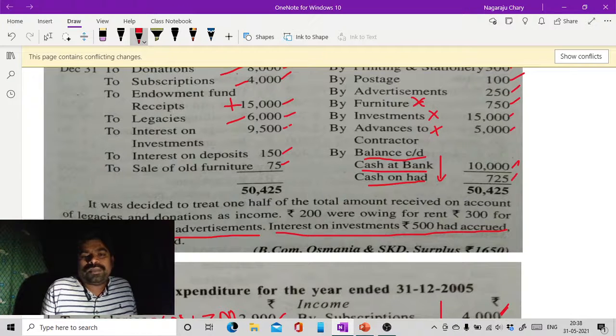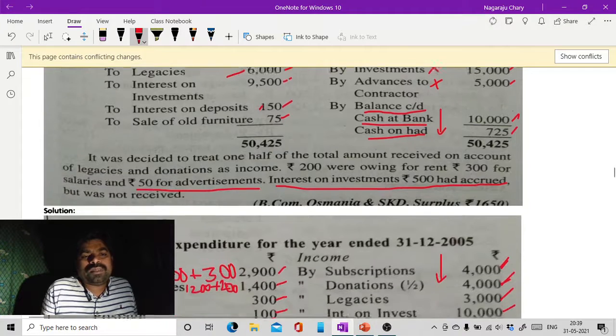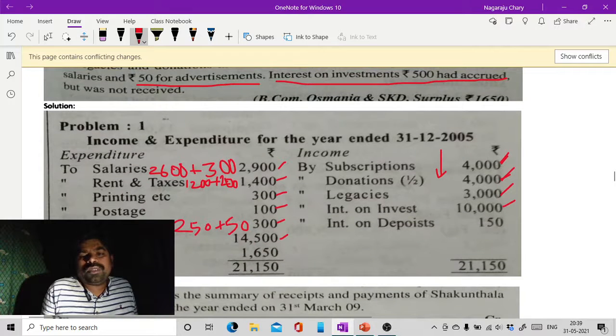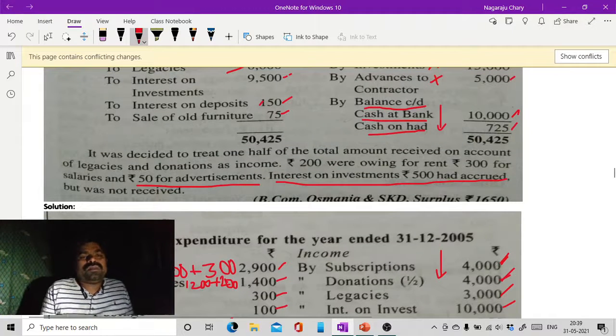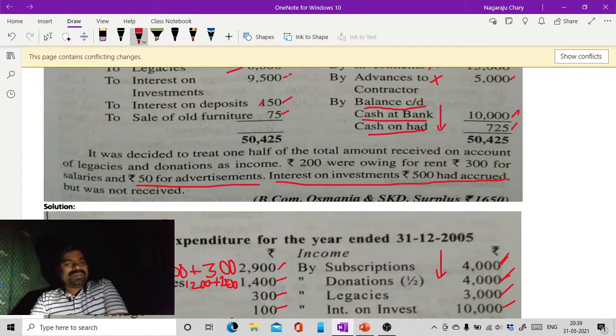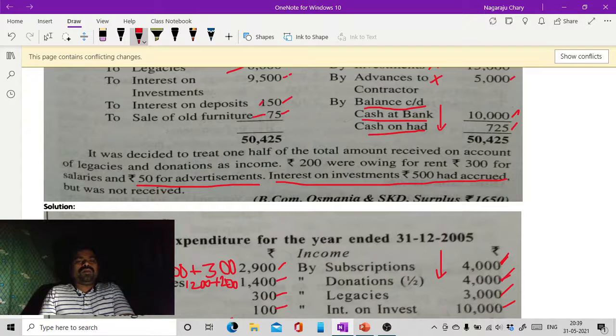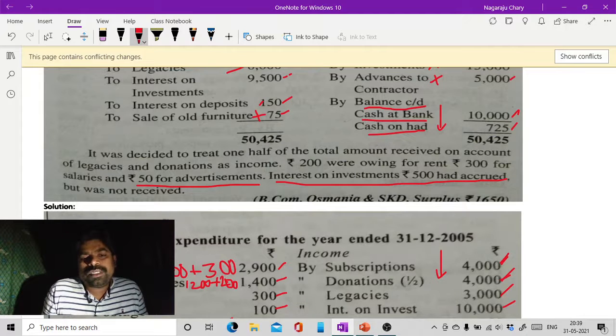Okay, right? Next, interest on deposits, that is 150. Here also on deposits we may receive interest again and again. Okay, sale of old furniture. Yes, sale of old furniture is a capital item. This is not repetitive in nature, that means not a revenue item. Whenever it is not a revenue item, don't take it when we are preparing income and expenditure account. So that's why this amount is not to be taken in preparation of income and expenditure account.